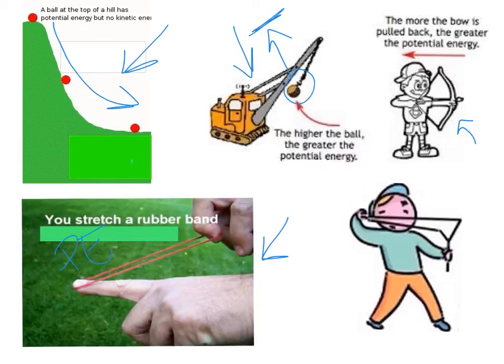Let's look at this last picture here of this boy with a slingshot. Same concept here. The more this boy pulls the slingshot back, the more potential energy it has. Therefore, when he releases it, whatever object is there will go farther and faster. Now we're gonna answer one question on the next slide about potential energy.